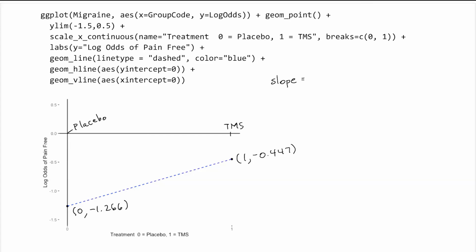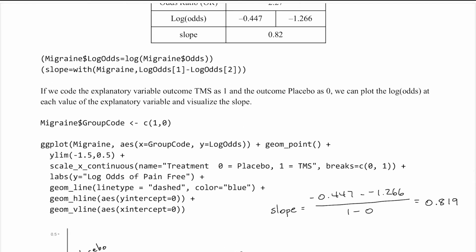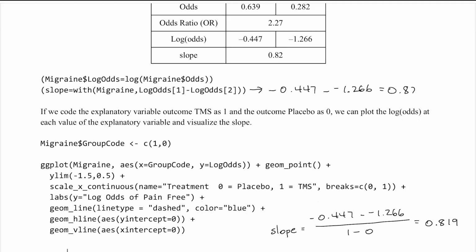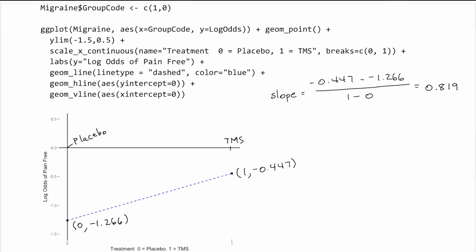And so if I actually compute the slope between those 2 points, I can take change in y over change in x, which is a nice easy 1 minus 0. And you'll see that that actually is where the 0.82 comes from. I'm really doing negative 0.447 plus 1.266, or as it says in this code right here, I'm taking the log odds for the TMS group minus the log odds for the placebo group, and that comes out to be 0.82.